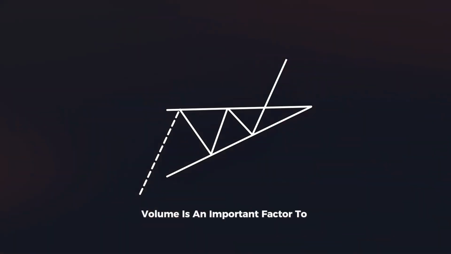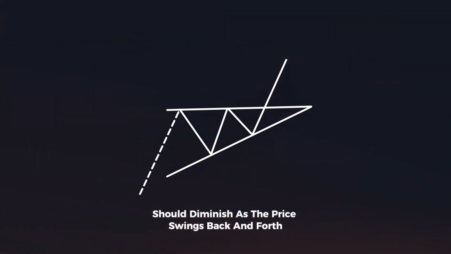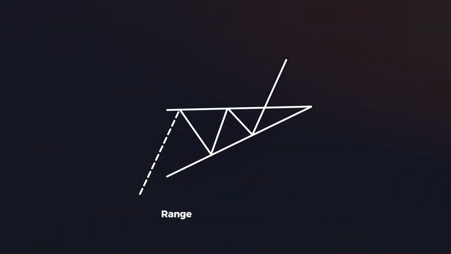Volume is an important factor to consider. Typically, volume follows a reliable pattern. Volume should diminish as the price swings back and forth between an increasingly narrow range of highs and lows. However, when breakout occurs, there should be a noticeable increase in volume. If this volume picture is not clear, investors should be cautious about decisions based on this triangle.